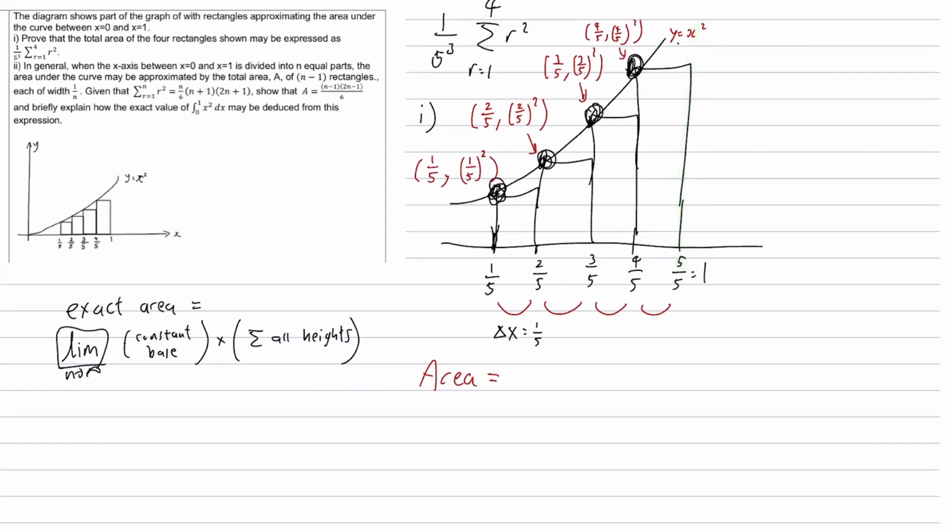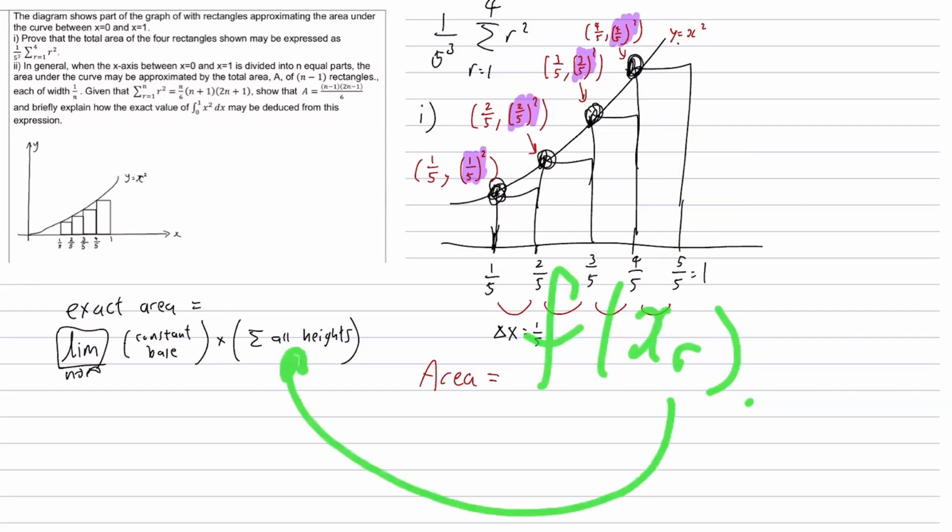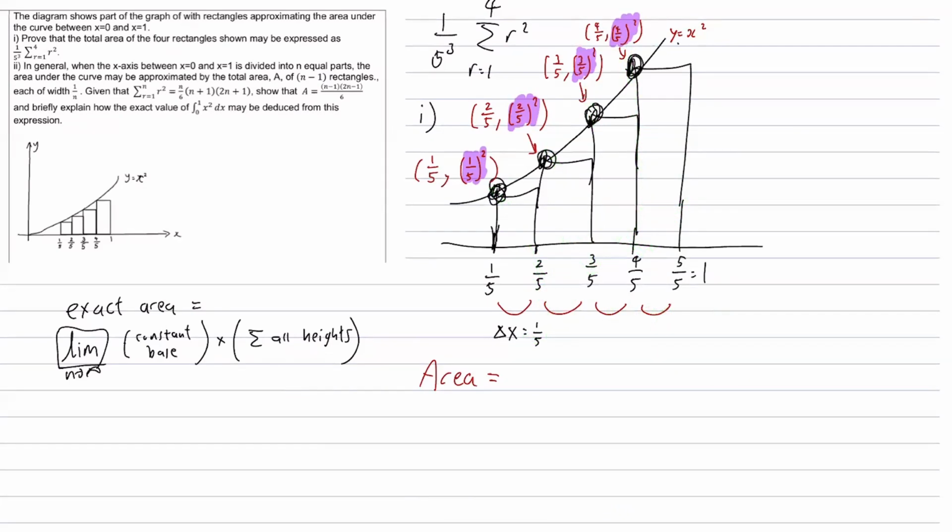So what's the purpose of labeling all these points? It's for you to identify y, the f of something, f of x r. Those are just the height. Right? These guys are the height. So what do you need to do? The formula for finding area of a rectangle is just base 1/5 times its height 1/5 square. That's the A1. Let's call it A1, A2, A3, and A4.